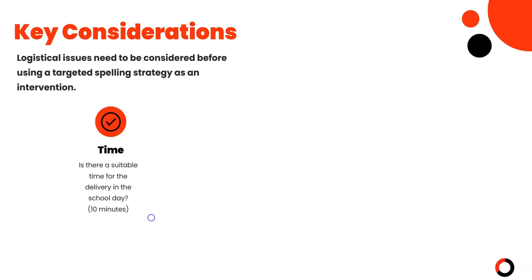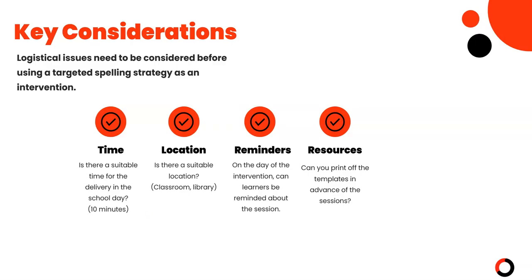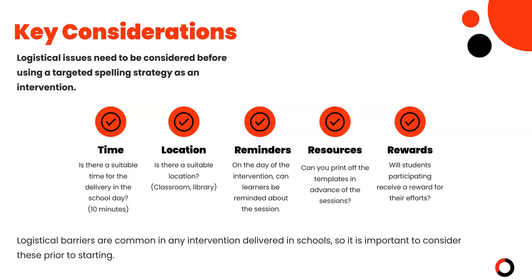So key considerations. Logistic issues need to be considered before using a targeted spelling strategy, such as time. Is there a suitable time of the day for this to be delivered? Is there a suitable location? Reminders on the day so that the learners can be reminded about the session. Resources, do you need to print off any templates in advance? And then rewards, will you link any rewards in your school to the intervention? So logistical barriers are common in any intervention delivered in schools, so it's just important to consider these prior to starting.